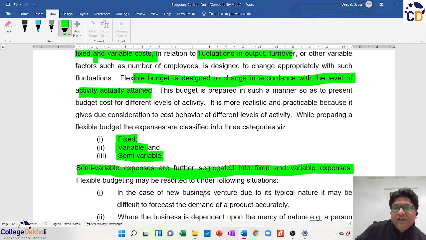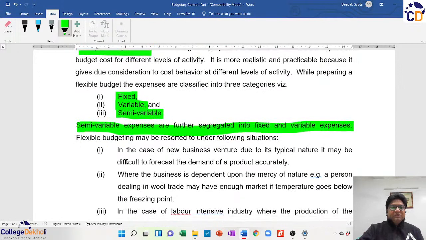So only in defense contracts and only in those contracts where the output is prefixed as per the contract, we make fixed budgets. Otherwise, in normal business cases, we always make flexible budgets. And therefore, in the next session, when we take up the question, it will be based on the flexible budget. Whatever question comes in the paper is always based on the flexible budget. I hope that is clear.